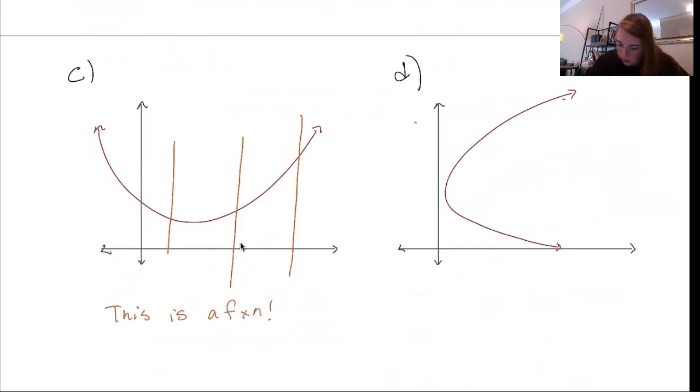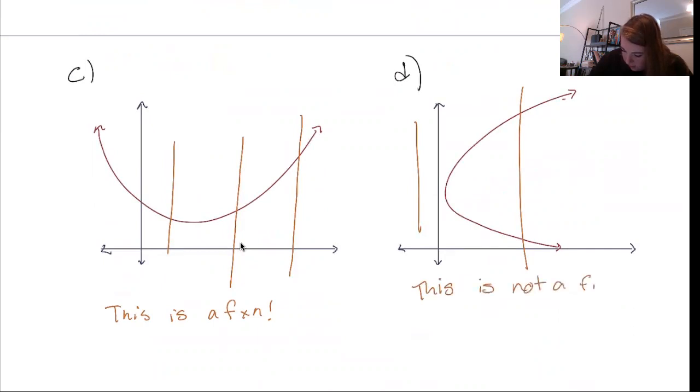This one, however, well, if I draw a vertical line over here, it doesn't even intersect it. But if I draw my vertical line here, it crosses twice. So this is not a function. Sad face. Okay. So that's the vertical line test. It's pretty fun, and it's pretty great.